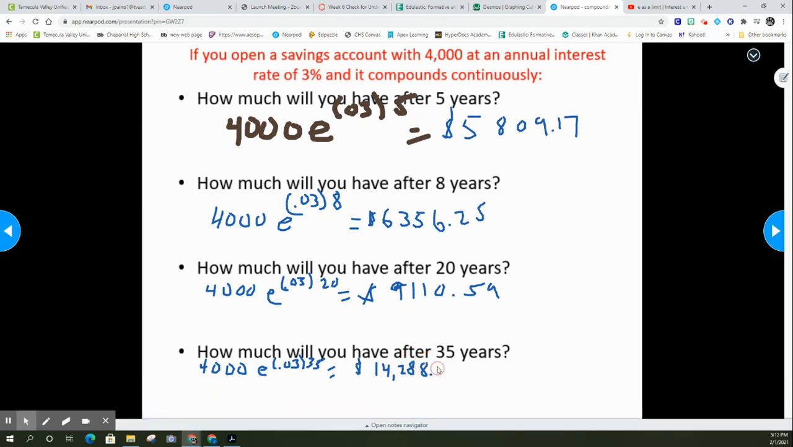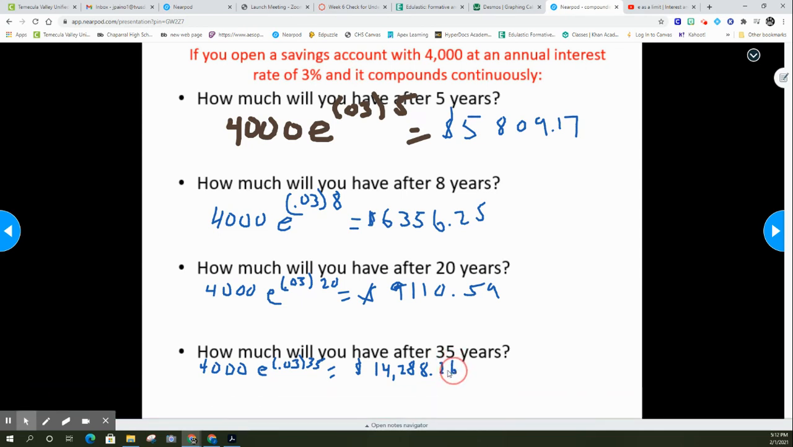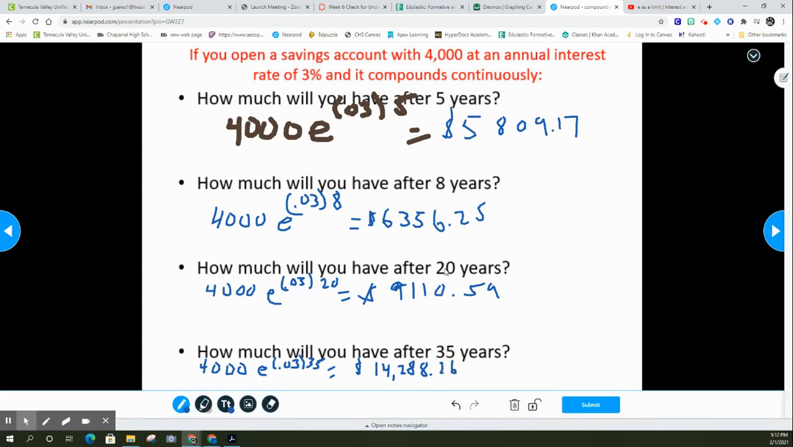So you can see that it's growing and growing. The longer you can wait, the more it grows. And this is at 3%, which is not a very good return. I mean, it'd be good if you can get that guaranteed safe, but you can make a lot more than that if you invest smartly in the stock market and stuff.